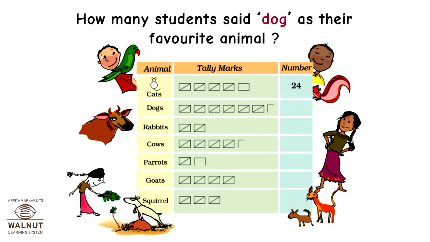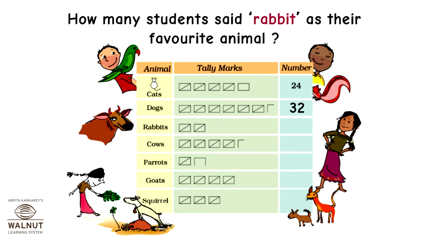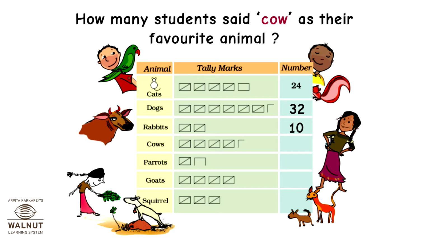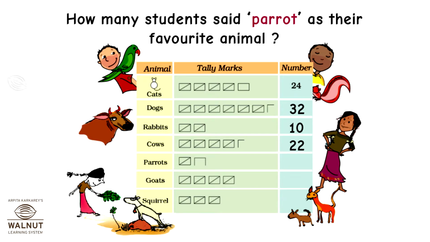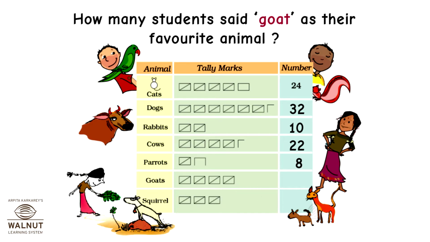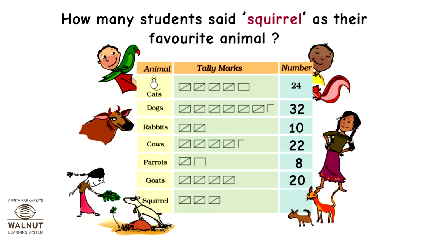How many students said dog as their favorite animal? 32. How many students said rabbit as their favorite animal? 10. How many students said cow as their favorite animal? 22. How many students said parrot as their favorite animal? 8. How many students said goat as their favorite animal? 20.